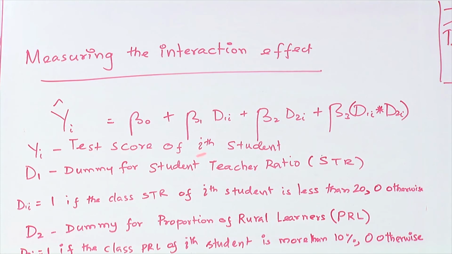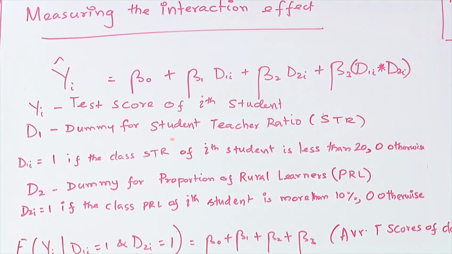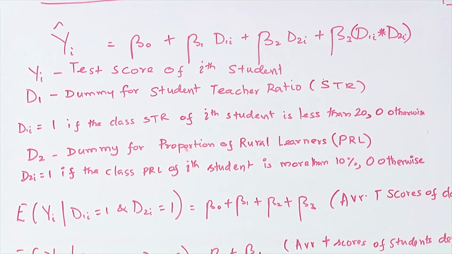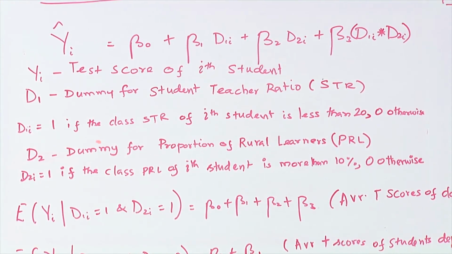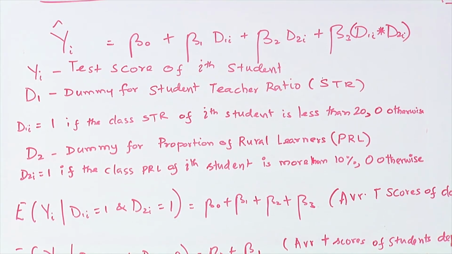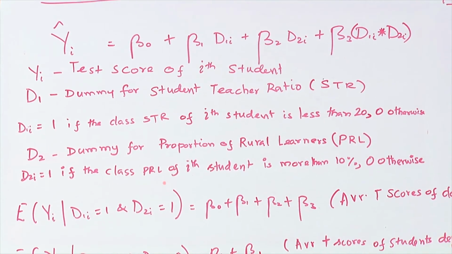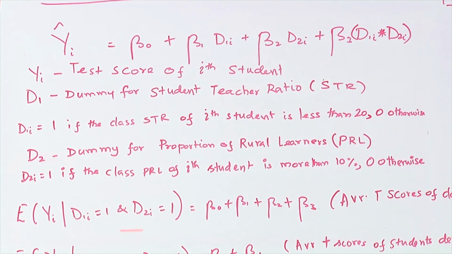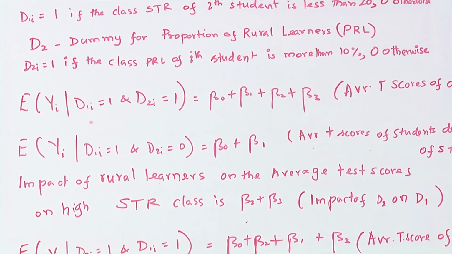Now, let us take yi is the test score of ith student, and D1 is the dummy for student teacher ratio, that is D1i is equal to 1 if class STR of the ith student is less than 20 and 0 otherwise. D2 is the dummy for the proportion of rural learners, that is PRL. D2i is equal to 1 if the class PRL of ith student is more than 10% and 0 otherwise. Now, the conditional expectations can be calculated for this ANOVA model.